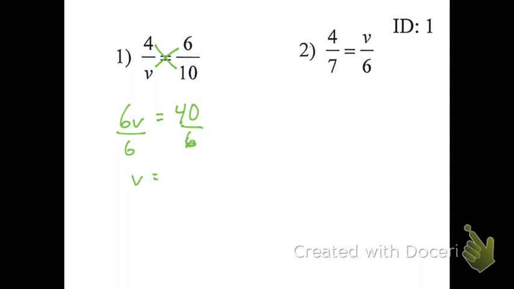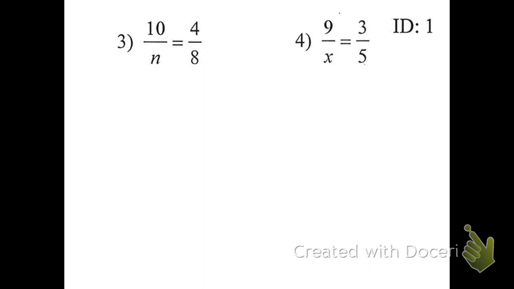So V is going to equal 20 over 3. I put 20 over 3 here because they're both divisible by 2. So you have to simplify the fractions once you're done. I'll take care of half of these, and you're going to show your work and operate the other ones.